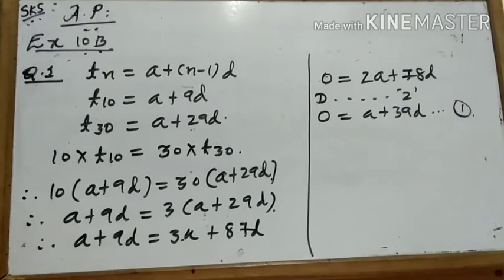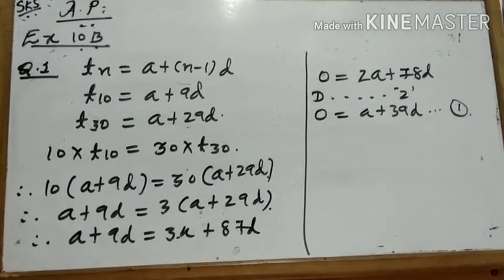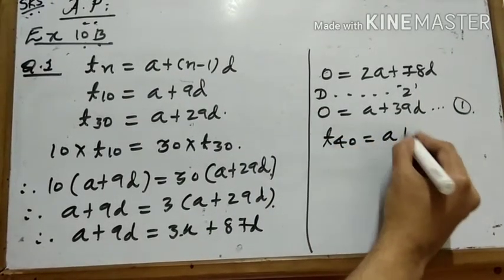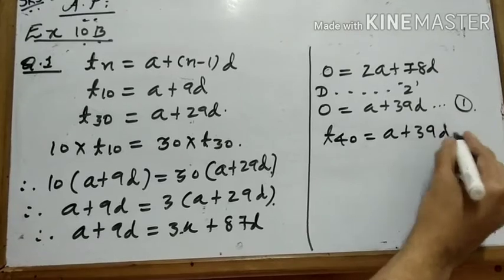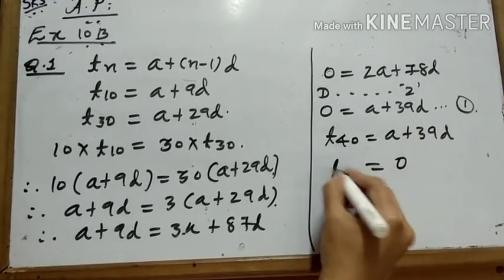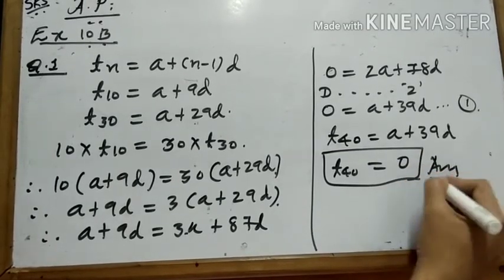We are supposed to find out the 40th term. Sir, you were asked for the 40th term, what did you find out? So I will go with this formula. T40 is equal to a plus 39d. And what is the value of a plus 39d? It is equal to 0. So the value of the 40th term is 0. This is your answer.